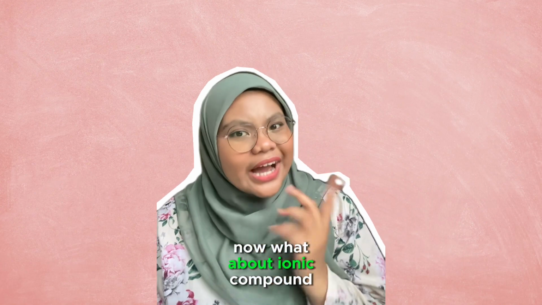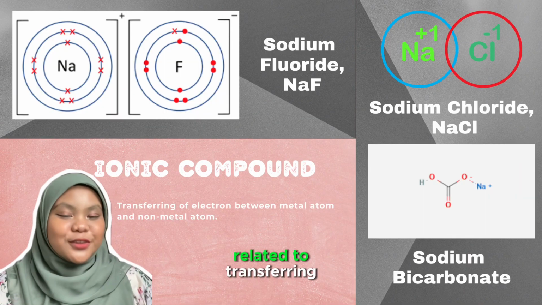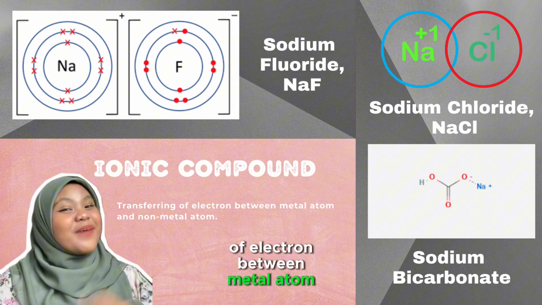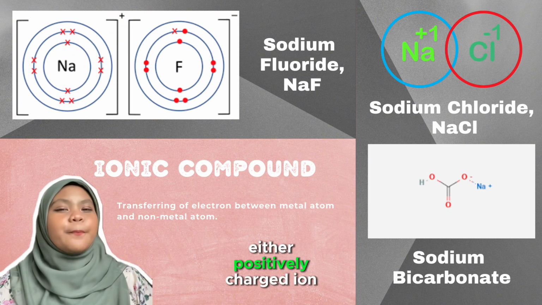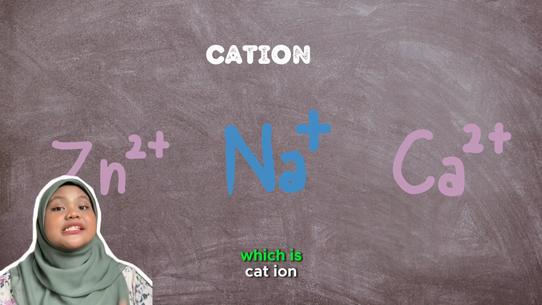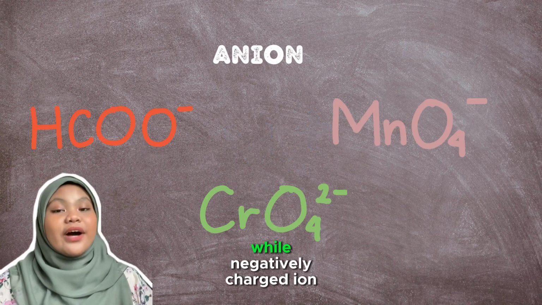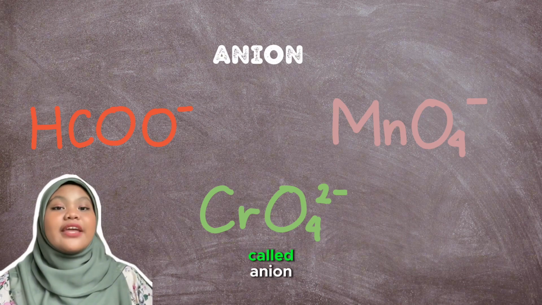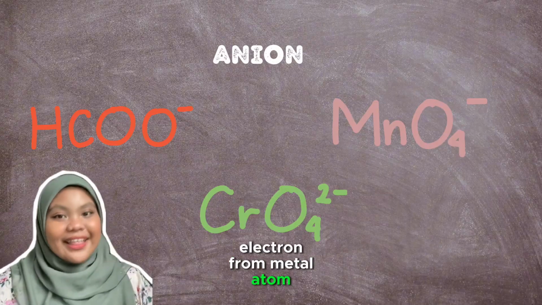What about ionic compound? Ionic compounds are usually related to transferring of electrons between metal atom and non-metal atom. Ionic compound results in either a positively charged ion, which is a cation, where the metal atom donates the valence electron, while a negatively charged ion called an anion is the non-metal that receives electrons from the metal atom.